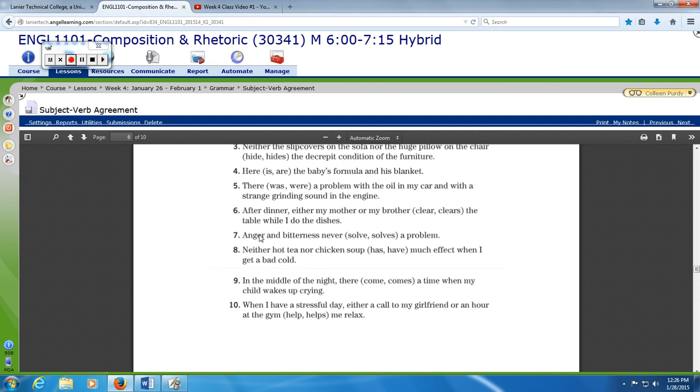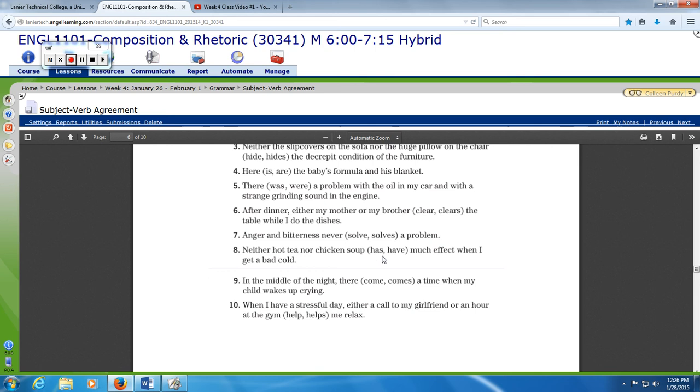Okay? Anger and bitterness. This is two subjects joined by and, so we treat this as plural. Never solve. Anger and bitterness never solve. Never is an adverb. So plural subject, plural verb. This is neither nor. We're back to those correlative conjunctions. So tea, chicken soup. Those are both your subjects. Chicken soup is singular, so it's has. Neither hot tea nor chicken soup has much effect when I get a bad cold.